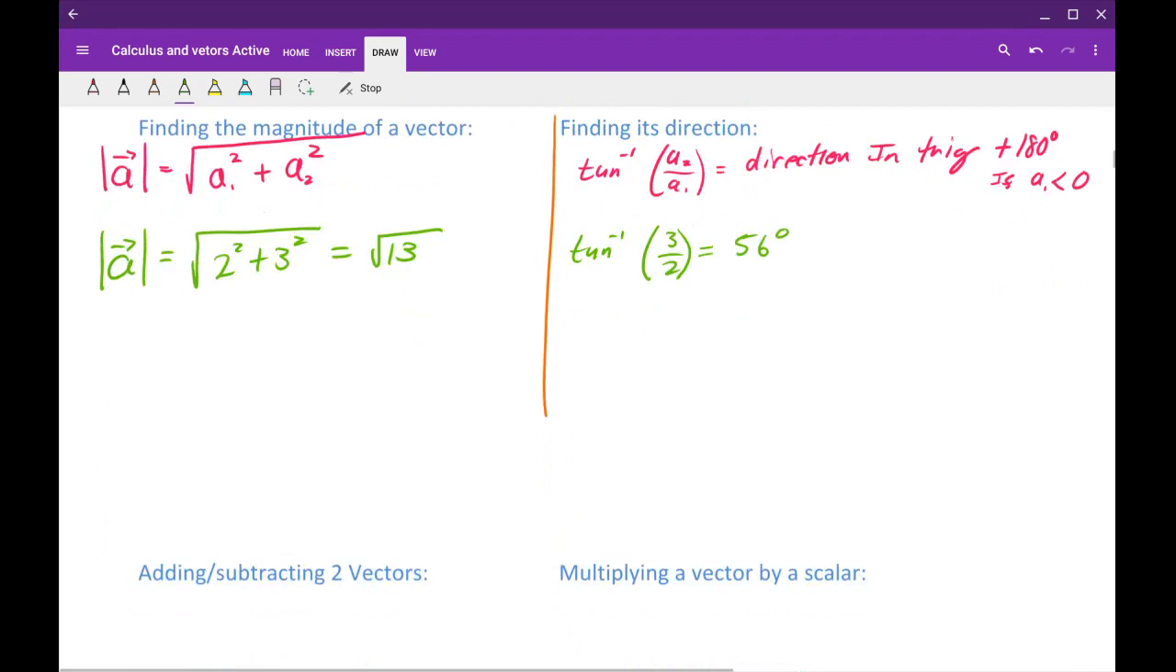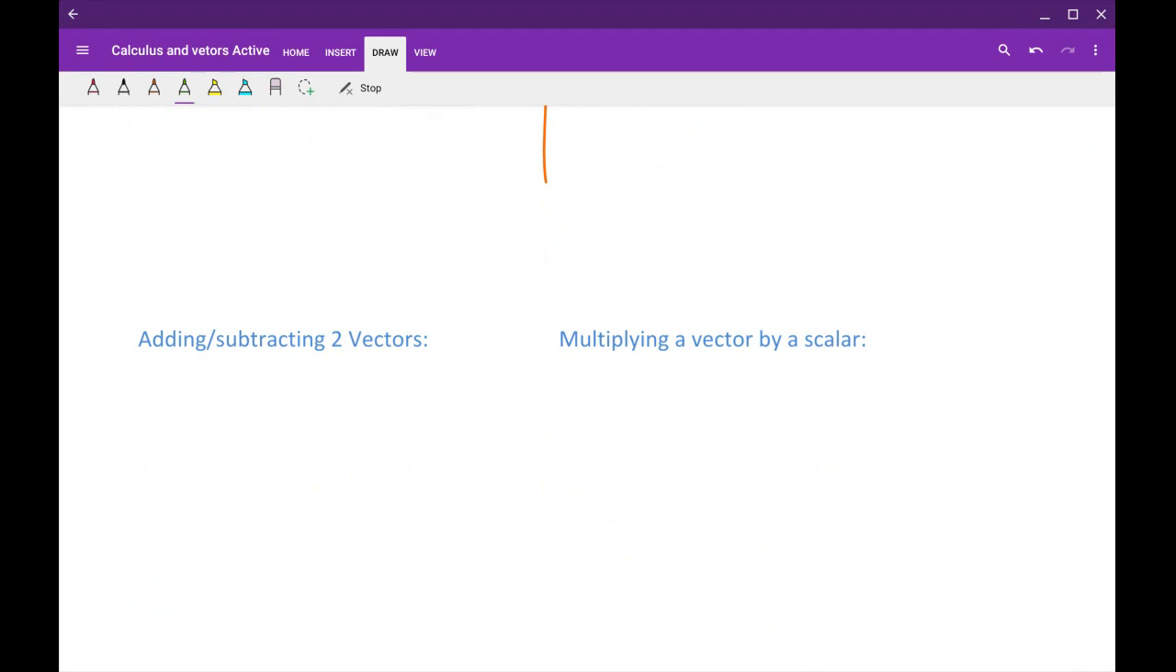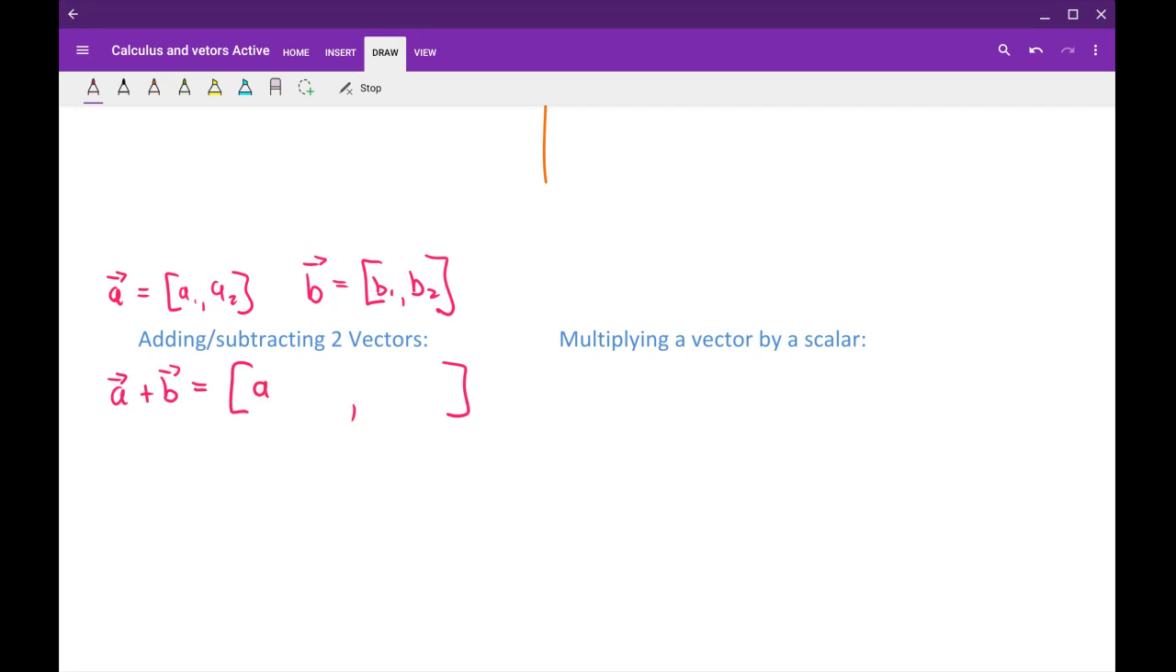Well, what happens if you have two vectors and you want to add them? These Cartesians, right? Let's say I've got a vector A, which is A1, A2, and I've got a vector B that's B1 and B2. What is A plus B? Well, it's a new vector. I basically just take A1 and add B1, and then I take A2 and add B2.